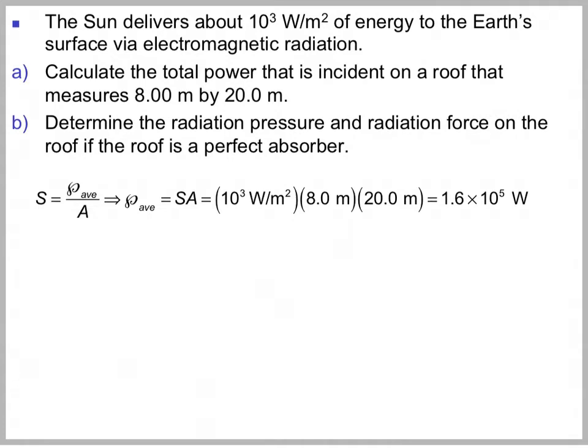So first, we can use the Poynting vector, which is the average power per area, to figure out the average power. So that's S times A, 1,000 watts per square meter, and the roof is 8 meters by 20 meters, and we get 1.6 times 10 to the 5th watts. That's a lot of power. Right, that's 160 times 10 to the 3rd, or 1,600 100-watt light bulbs could be lit just from the energy incident on your roof.